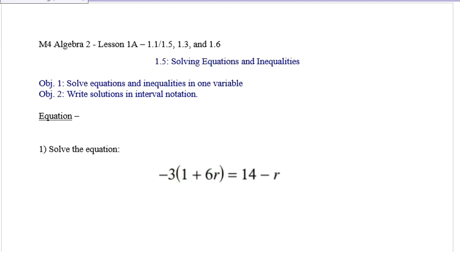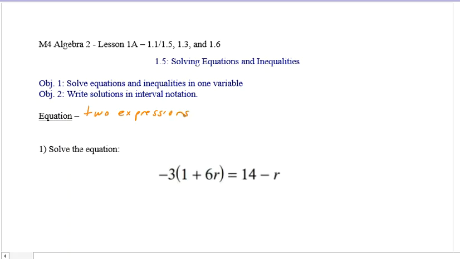Going to look at a bunch of different sections, but the first thing we're going to look at is 1.5, which is solving equations and inequalities. So first of all, what is an equation? Well, an equation is where two expressions or more are equal. So what distinguishes an expression from an equation is the fact that an equation has an equal sign.